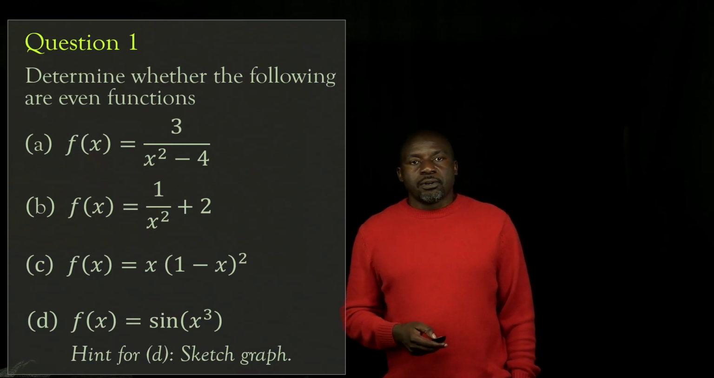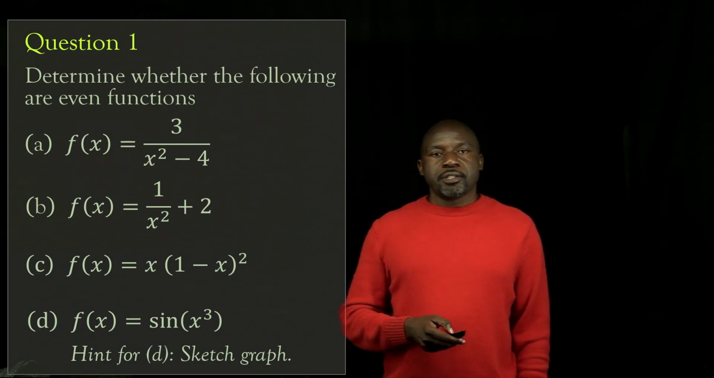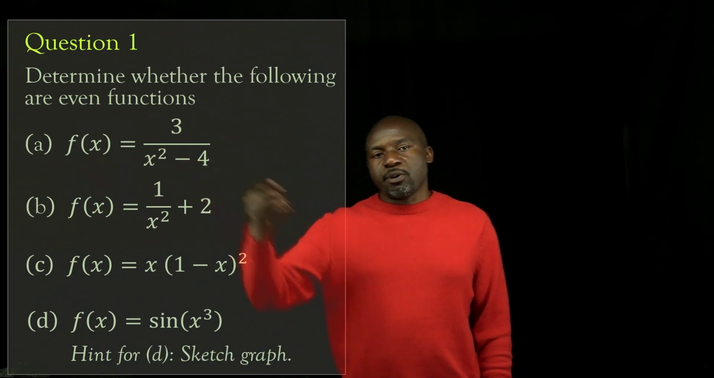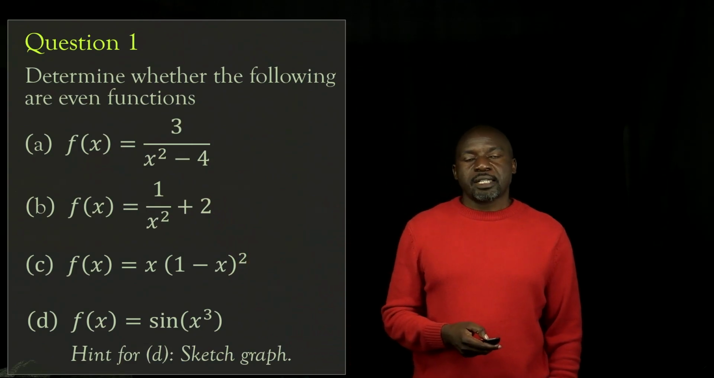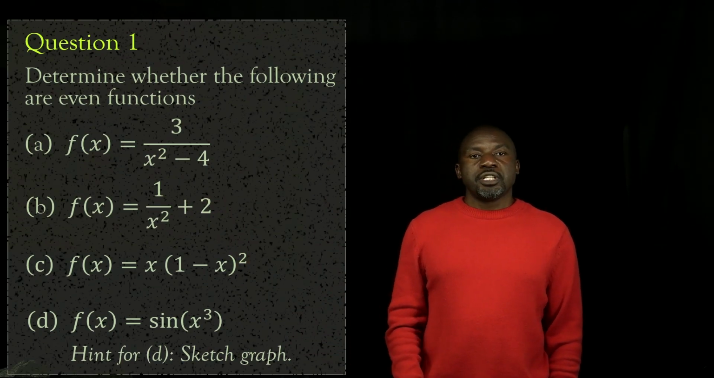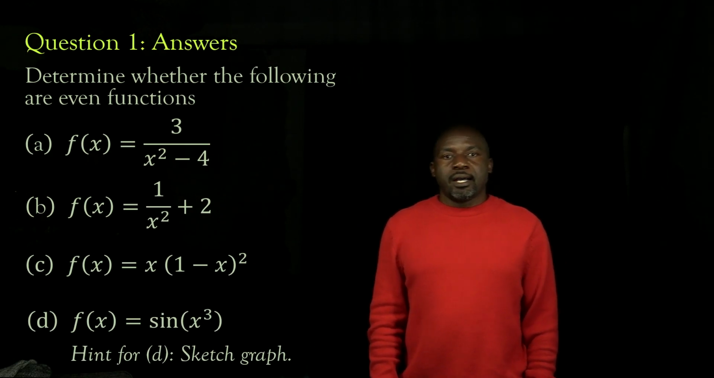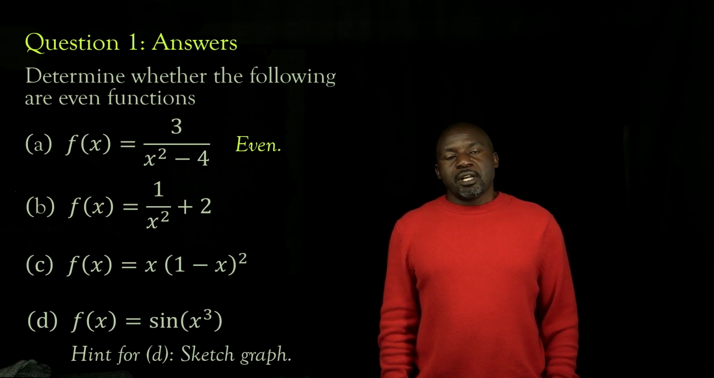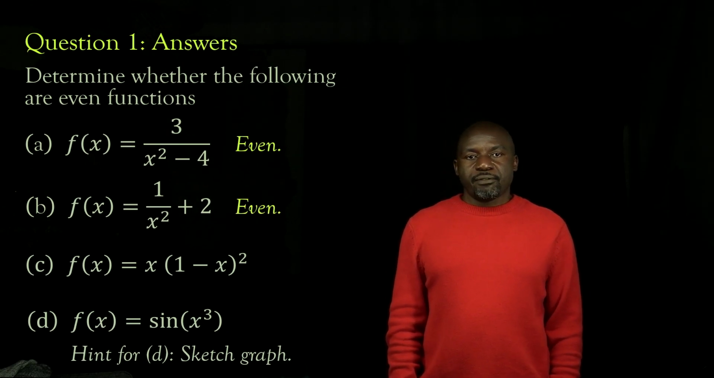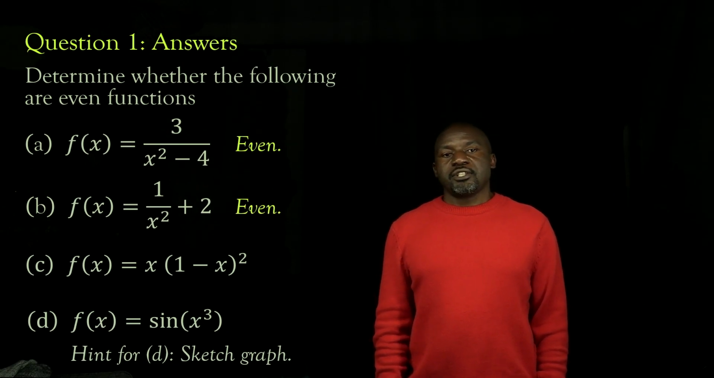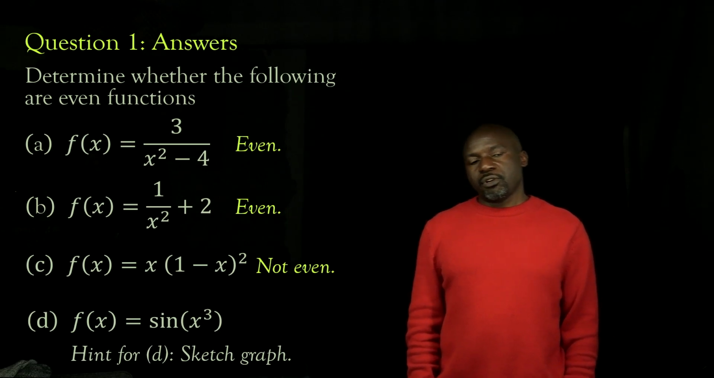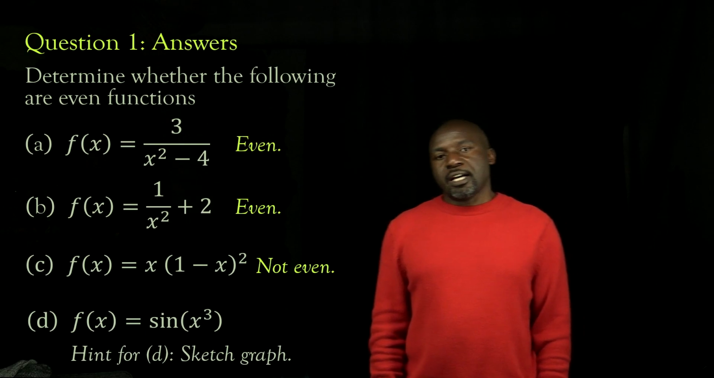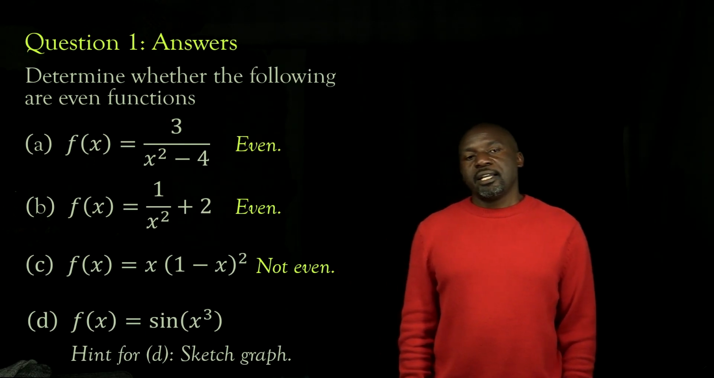Well, if you've done so, then here are the solutions, or the answers. You would have to do this algebraically yourself, but if you did this correctly, you should determine that the first one there is going to be even. It's an even function. Part B is also an even function. Part C is not an even function. So you should have found that function C there is not even.